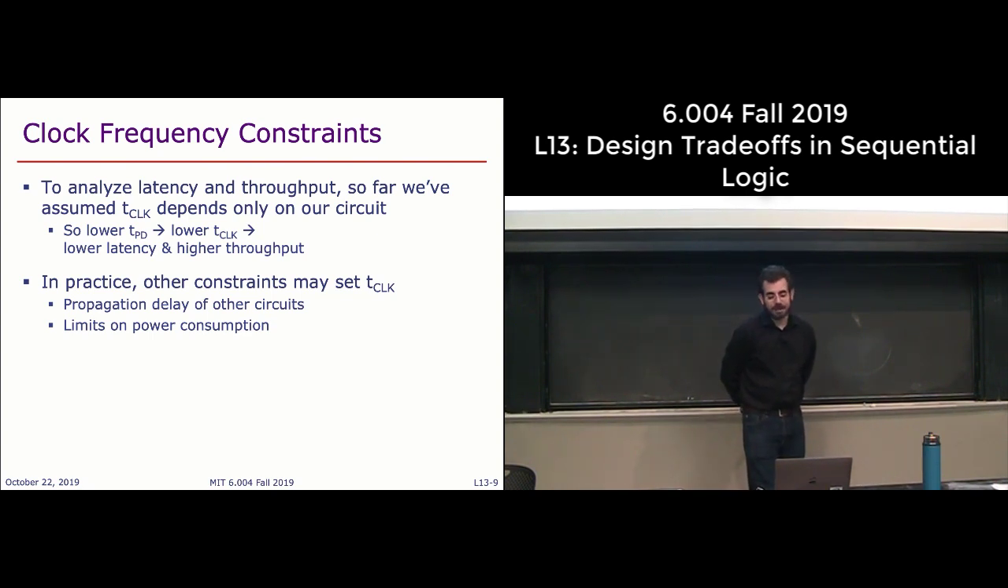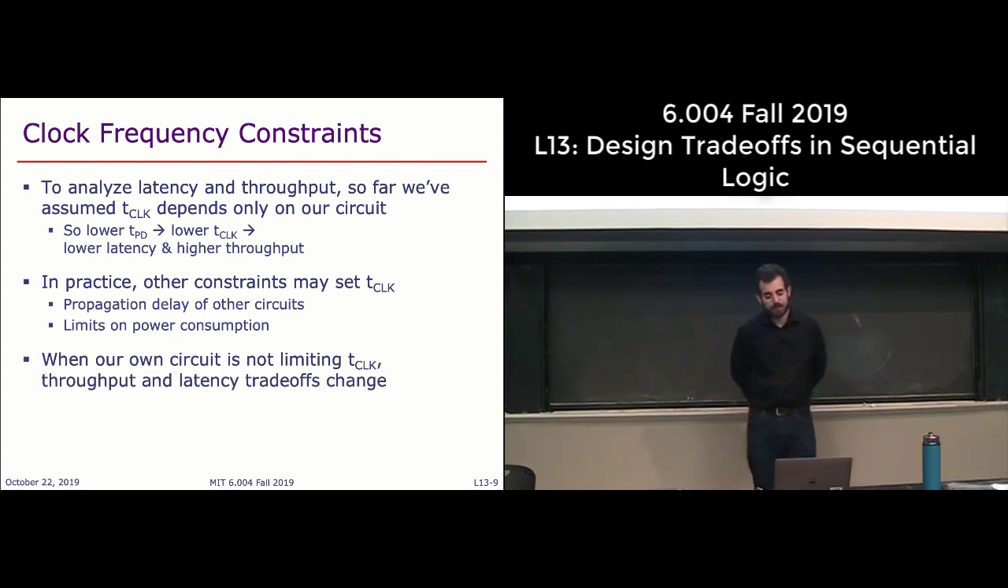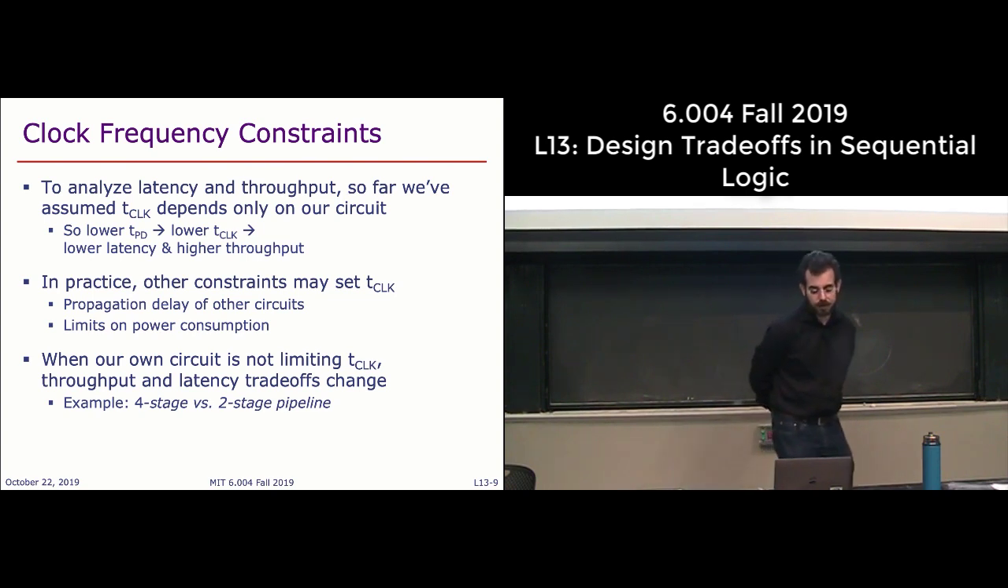They will say, well, for this power consumption, you cannot run above 3 gigahertz, even if your circuits can tolerate 5 gigahertz. So this changes the sort of analysis that we've been doing, right? If reducing the propagation delay does not let us reduce the clock cycle time, these trade-offs actually become quite different. And so let's see this with a specific example.